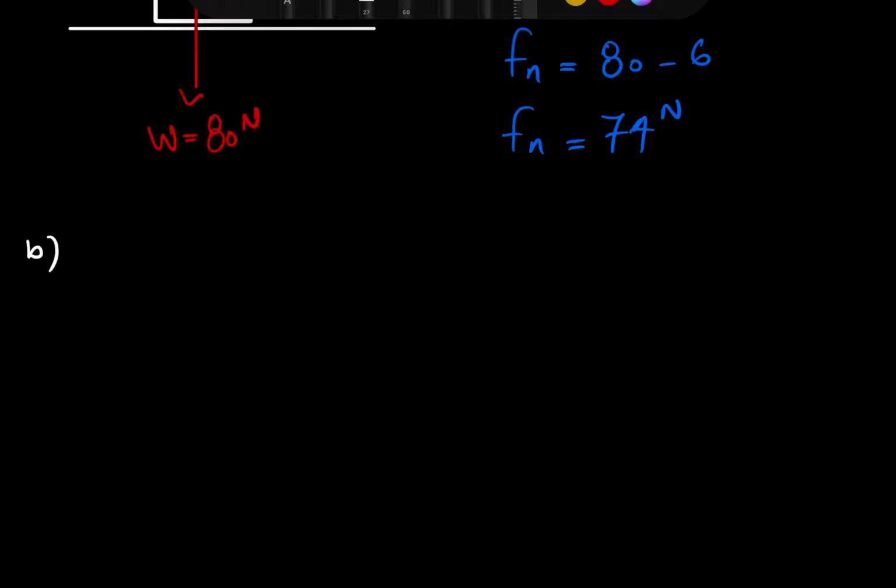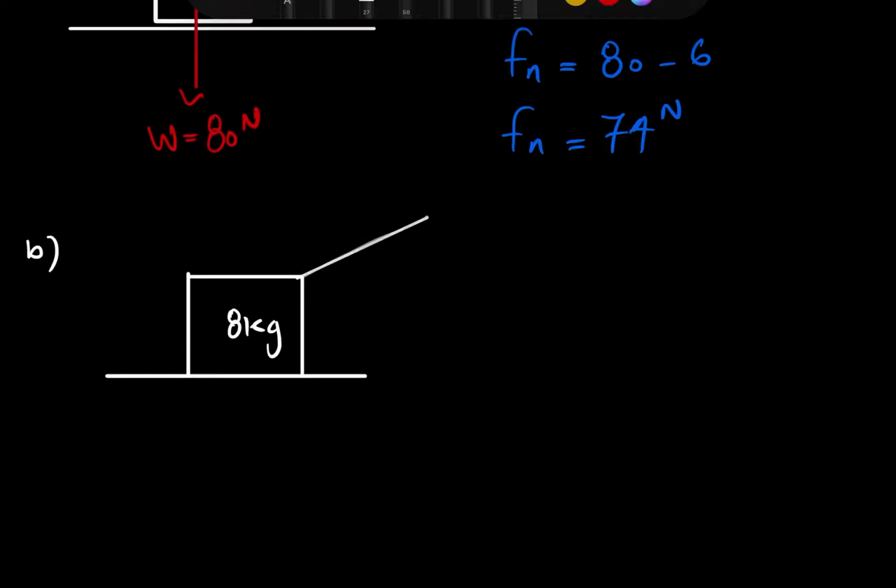Example number B. Let's say the same block was being pulled, but this time the force was at an angle. So the box is 8 kilograms, and it's being pulled at an angle of 45 degrees right here. And again, the force is about 6 newtons. So let's first identify the direction of forces. There's obviously the weight, that's 80 newtons, and that's downwards. Then we have the normal force, that's upwards.